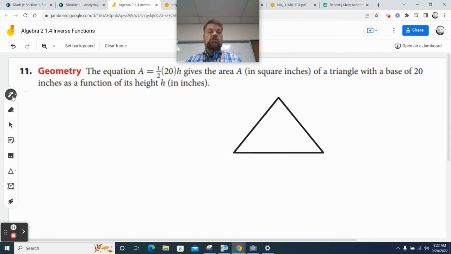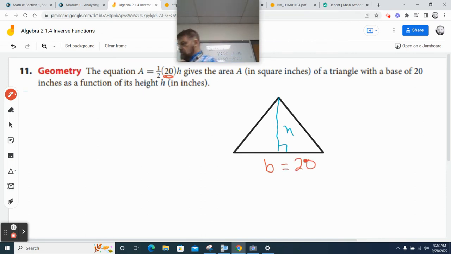Remember that the altitude height of a triangle, it goes from the vertex of the triangle straight down to the base, right? So that's the height of the triangle. And then 20 represents the base. So this 20 here means that the base is equal to 20.